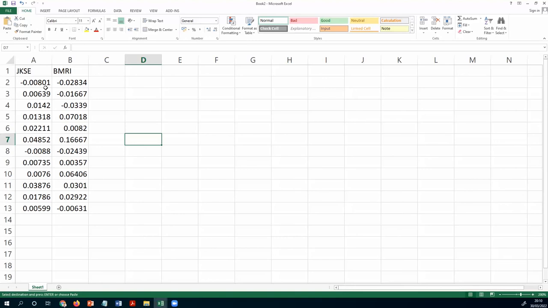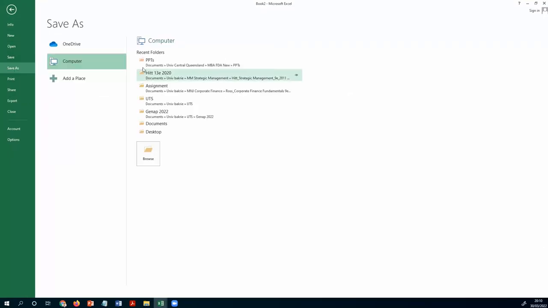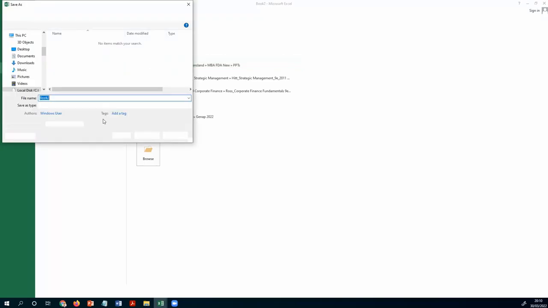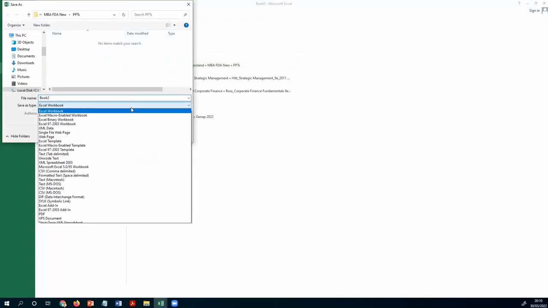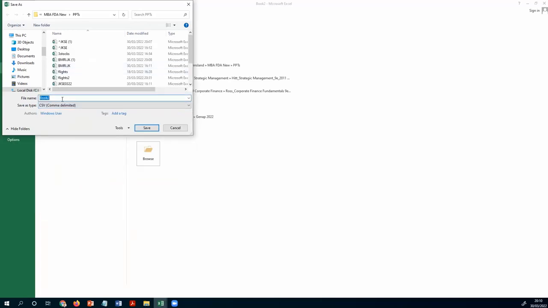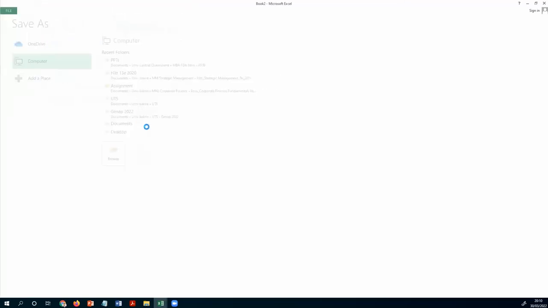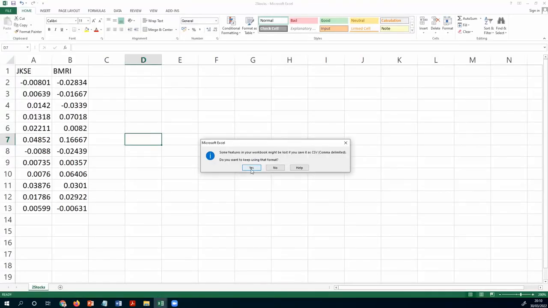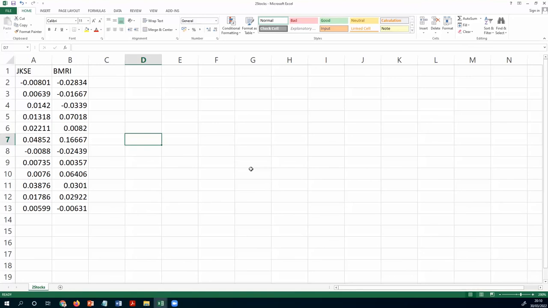Okay, so let's do file, save as. This is the 2 stocks. Comma delimited. Let's name it 2 stocks. Save file.